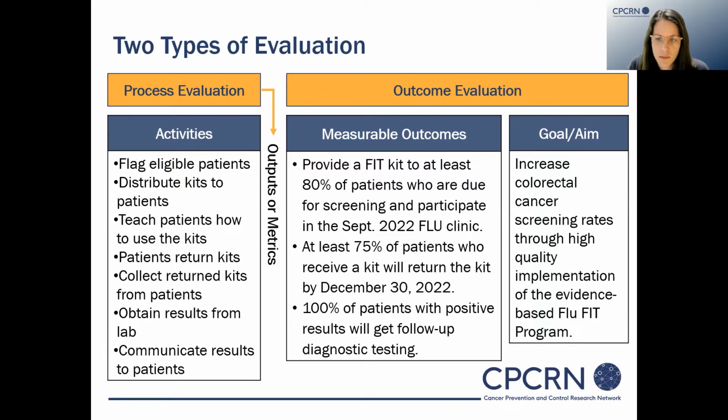So asking both types of questions for process and outcome evaluation is important, because an intervention can fail for two different reasons. It can fail because it was not effective in your population, or it can fail because it was not implemented fully or correctly.